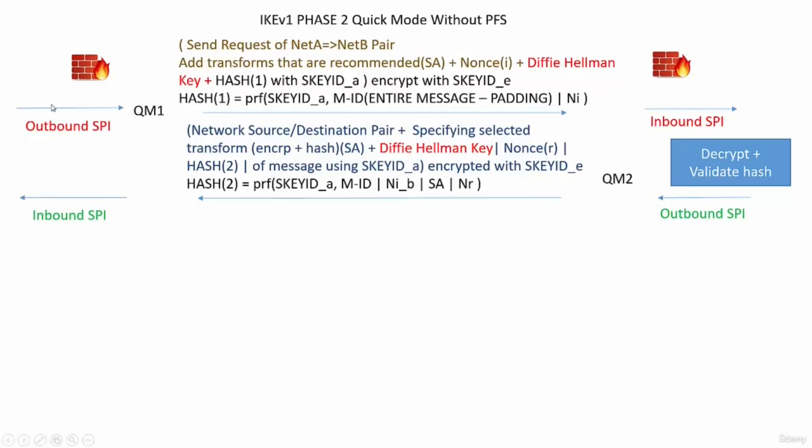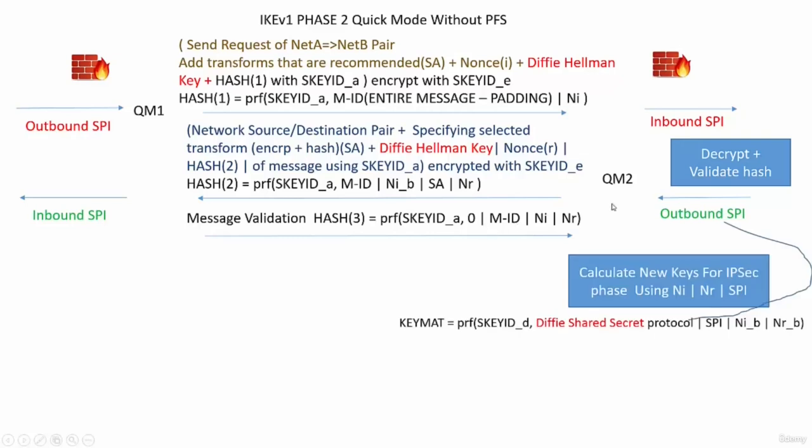The message is going to arrive back and it's going to create the inbound SPI. So you have an outbound SPI for network A going to network B, or A-B pair, and then a different outbound SPI for network B to network A pair. Then the last message is validating that everything was received without errors. It's using hash #3 here. It uses the message as well as nonce I and nonce R and appends 0. So basically this is a concatenation of the message ID, nonce I, and nonce R. This completes the validation process.